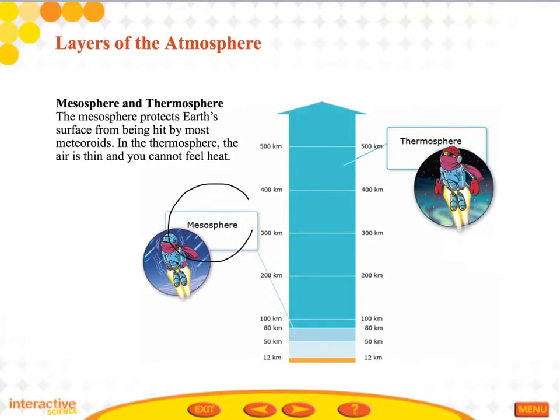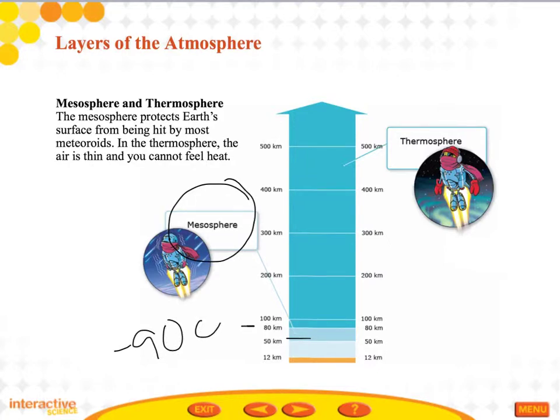Now, our third layer is the mesosphere, and this mesosphere extends to approximately 80 kilometers up from our Earth. And the difference between the stratosphere and the mesosphere is actually marked where the temperature changes, right about that area, to a negative 90 degrees Celsius. So it takes a big jump there.